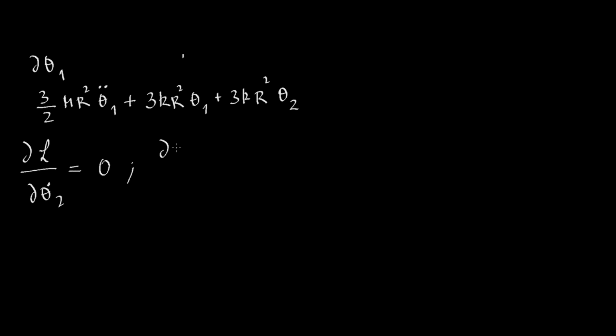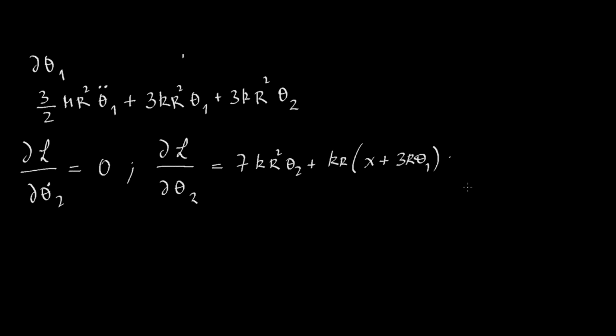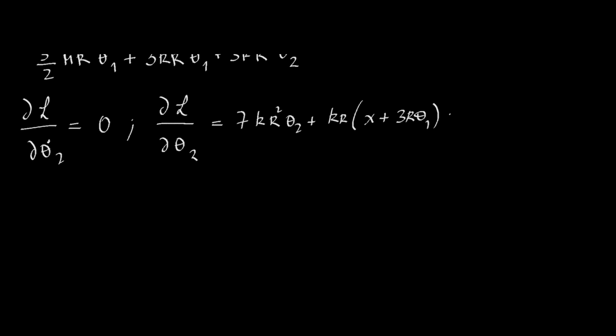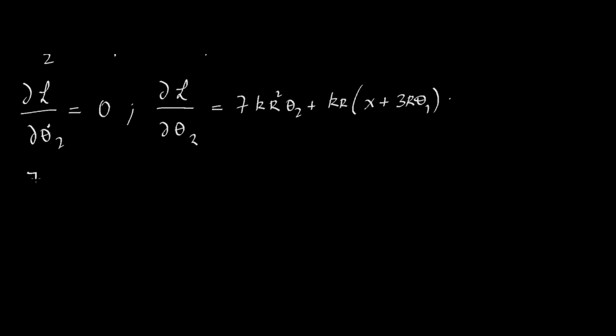But the partial derivative of the Lagrangian with respect to theta 2 in our case is equal to 7 k r squared theta 2 plus k r times x plus 3r theta 1. Okay, and so basically this third equation of motion can be written as follows.